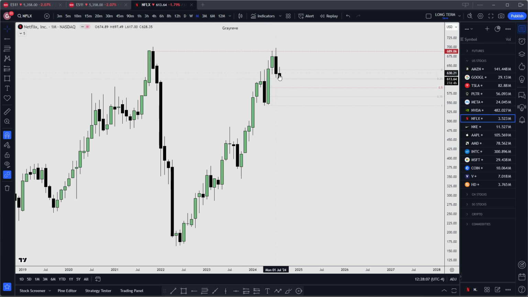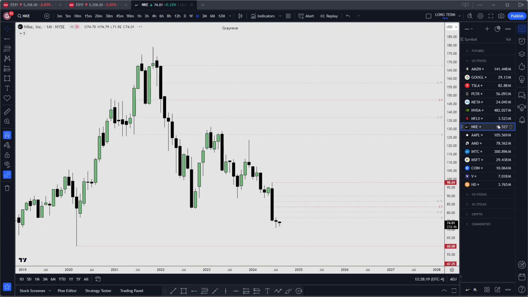So overall still bullish unless we take out this low here. Then pretty much I think we are going to go into a consolidation, but let's see, a few more months to go.